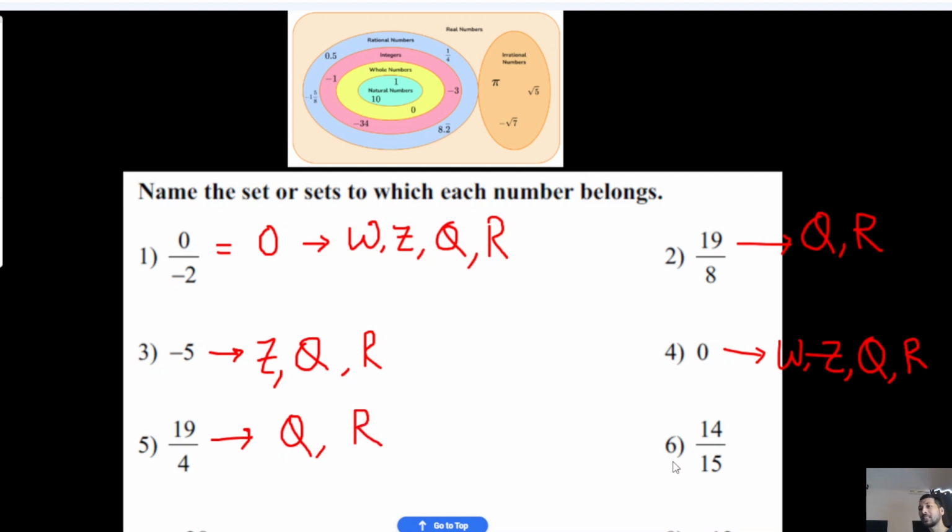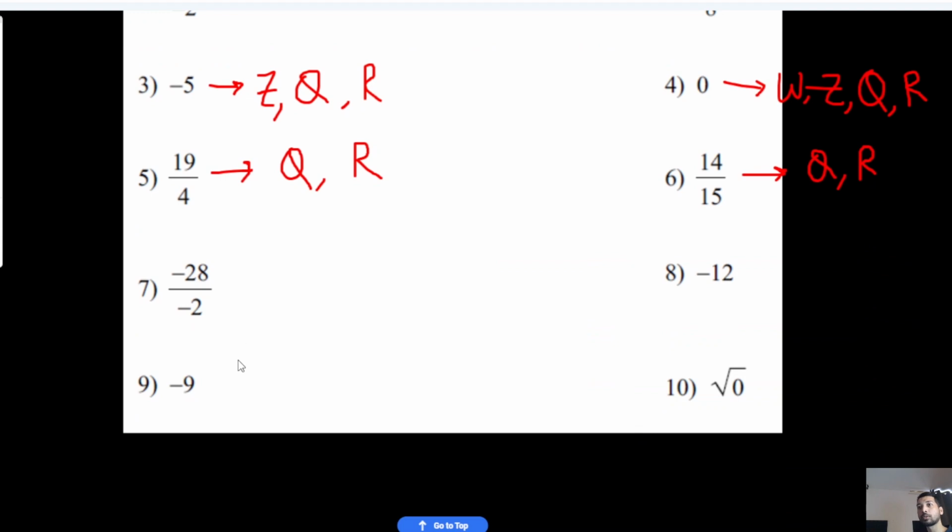Awesome. For number 6, we have 14/15. Again, this is not a natural number. It's not a whole number. It's not an integer. So we start off with the rational numbers, which is Q, and then finally we have R. Okay, let's try these 4 problems quickly.